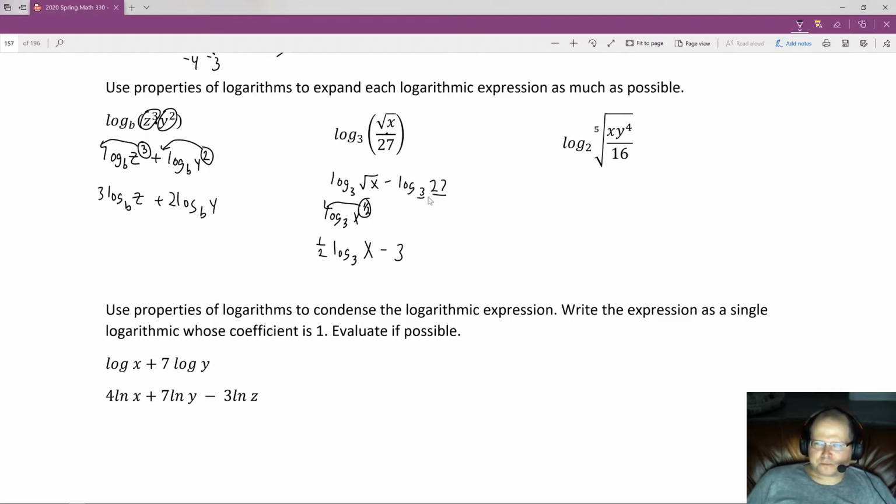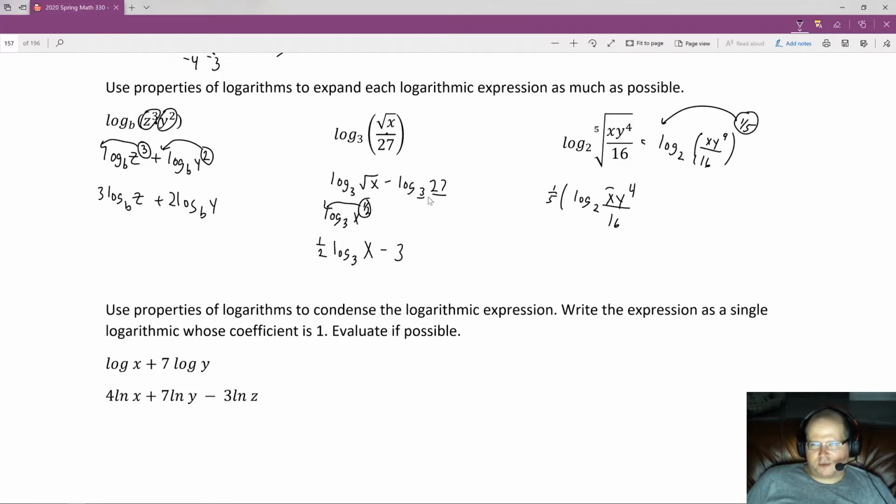Okay, so the next one, I'm actually going to rewrite this logarithm, base 2. I'm going to put this in parentheses. And then it's going to be x y to the 4th over 16, and this whole entire thing is to the 1/5 power. So the first step on this one is I needed to get rid of that 1/5 exponent. So that would be 1/5 log base 2 of x y to the 4th over 16.